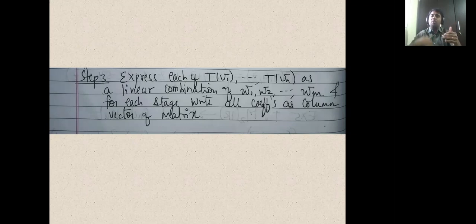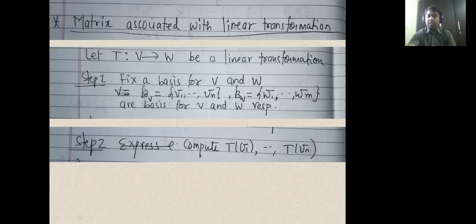Next, T of V2 you also express as a linear combination of W1, W2, Wm. Again you will get coefficients. Take those coefficients and write them in a column, and you will get the second column. This way you proceed till T of Vn, and that way you will get the matrix. Remember that the order of that matrix will be the dimension of W cross the dimension of V.